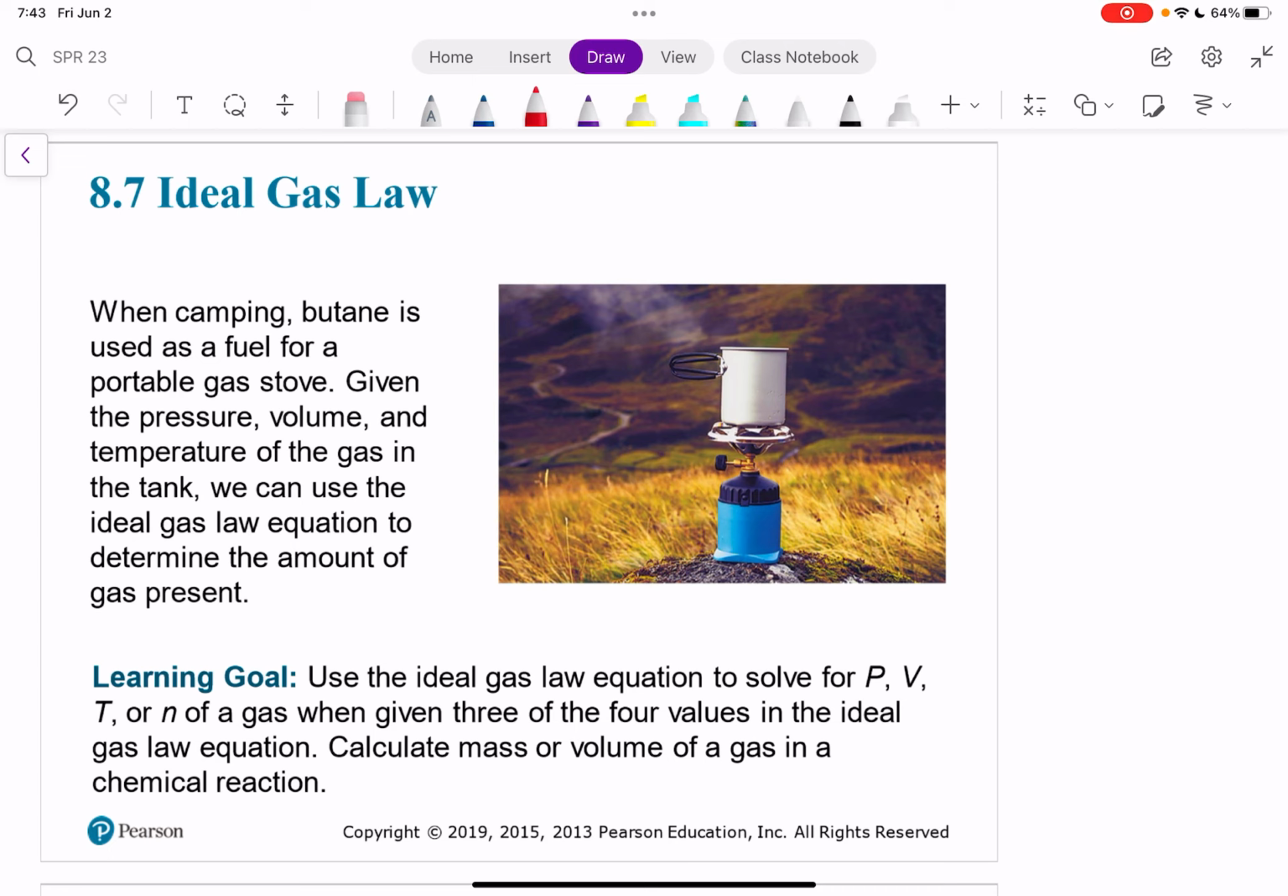I don't know about you, but I love camping. And when I go camping, I've got to bring some butane to use as fuel for a portable gas stove. What's cool about the ideal gas law is that if you know the pressure, volume, and temperature of the gas in your butane tank, you can figure out with the ideal gas law equation how many moles of the gas are present, or even convert from moles to grams to figure out how many grams of the gas are present. Just kind of cool.